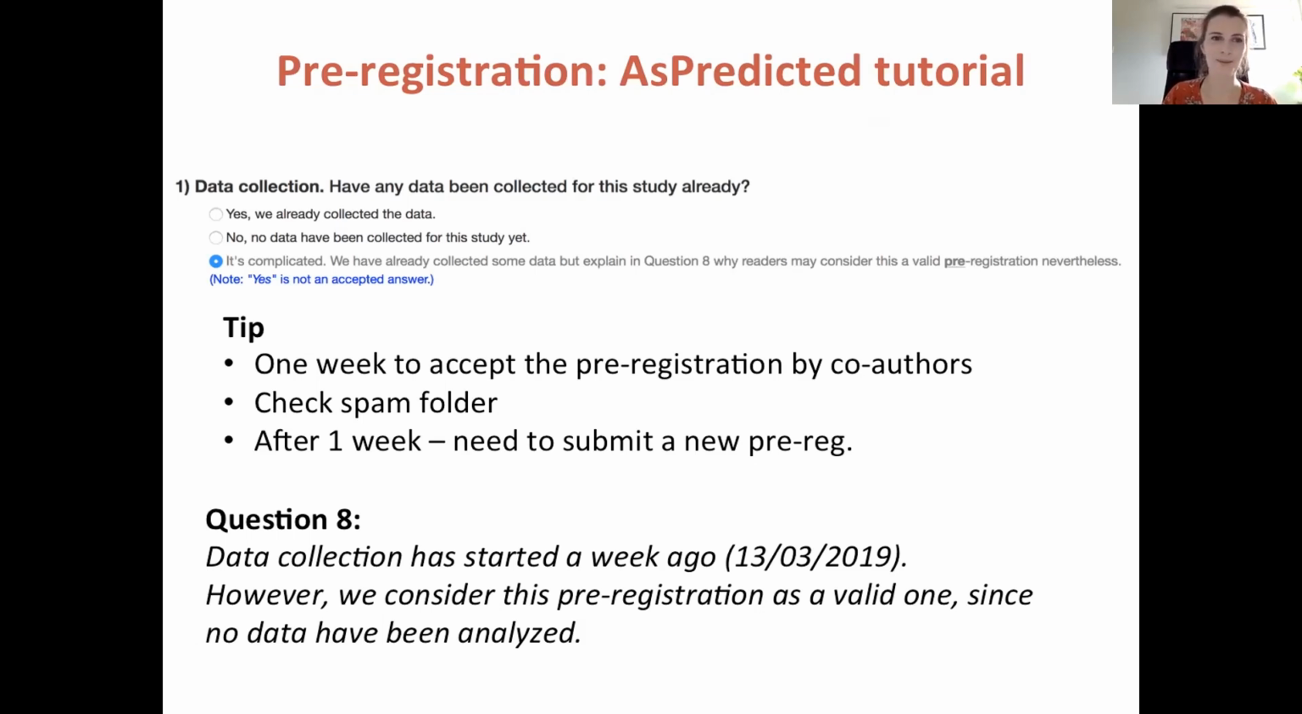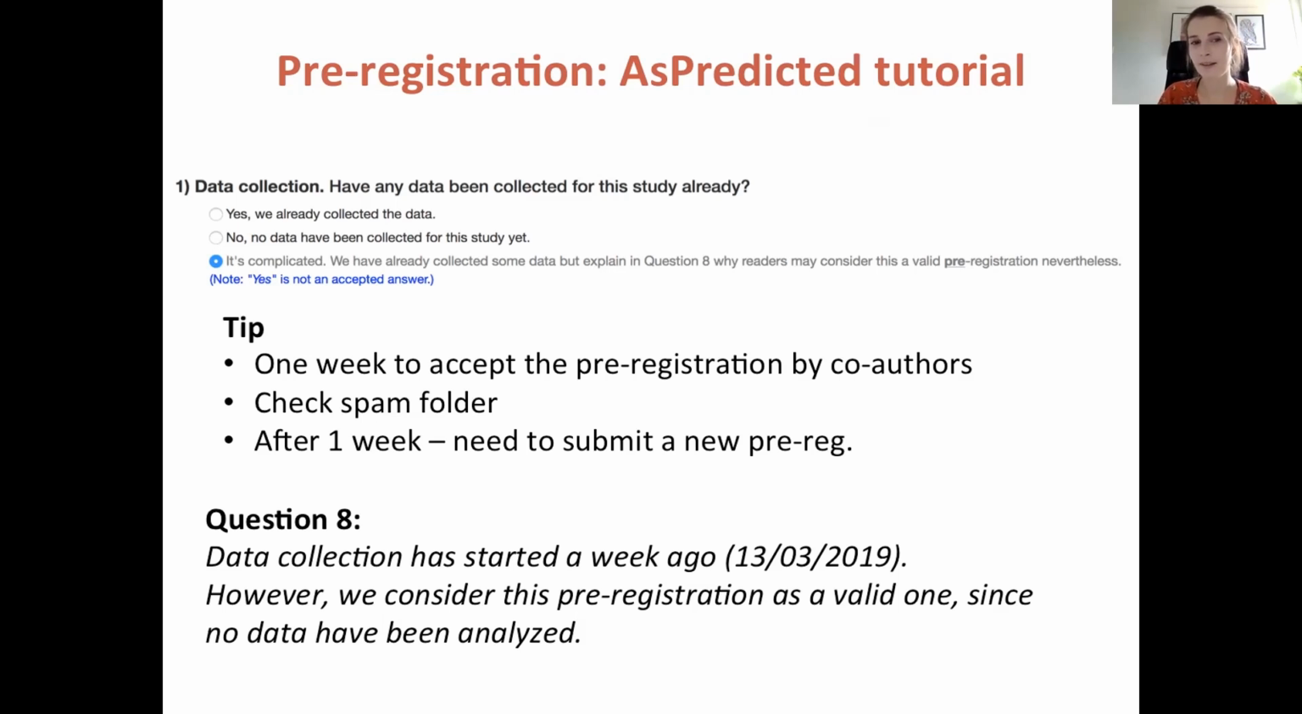However, sometimes it could be more complex. It was also in my case. So this is an important tip. If you are pre-registering your studies as predicted, you need to make sure that your co-authors accept the registration within 1 week. Otherwise, you would need to submit a new registration. So it's wise to advise your co-authors to check their spam folder. Otherwise, you just need to repeat your pre-registration, and that was exactly the case for my study.